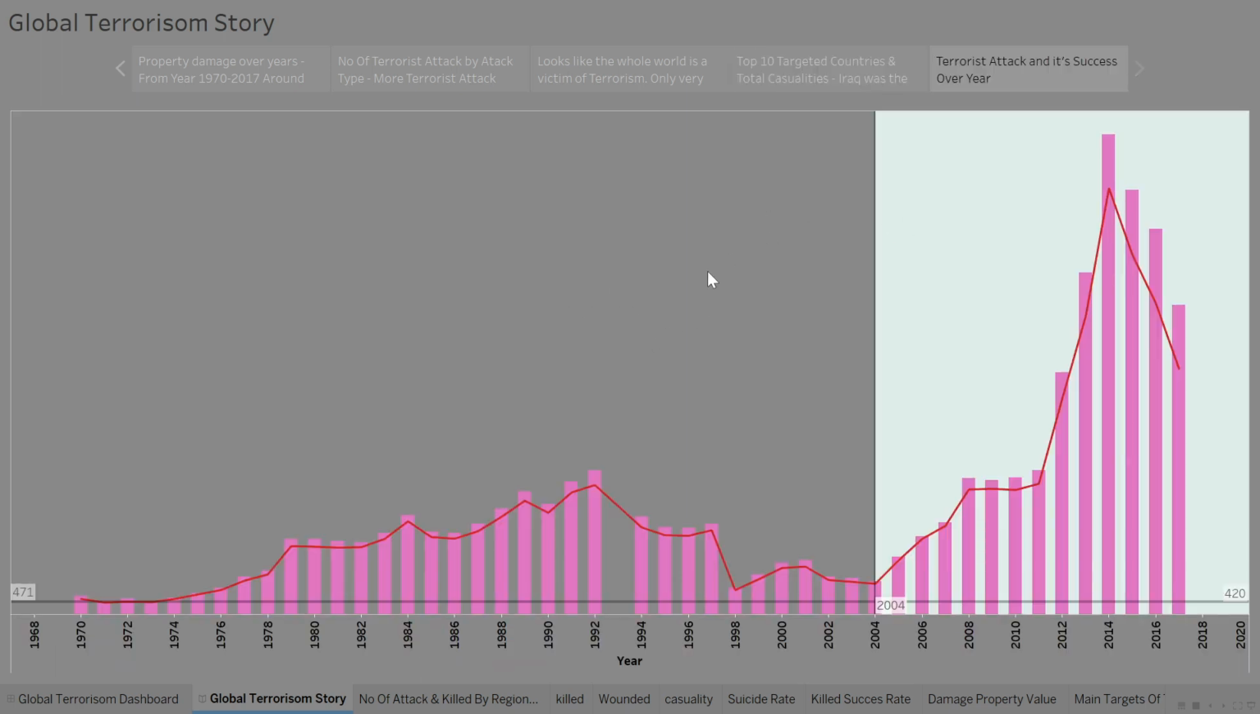Also, this is an interesting graph: terrorist attacks and their success over the years. You can see that for the last 2 decades it was increasing and then went down. For the year 2014, the number of attacks is 15,903 and the successes are 15,015. It means the attacks and the successes are almost the same. Yeah, that's all about the story.